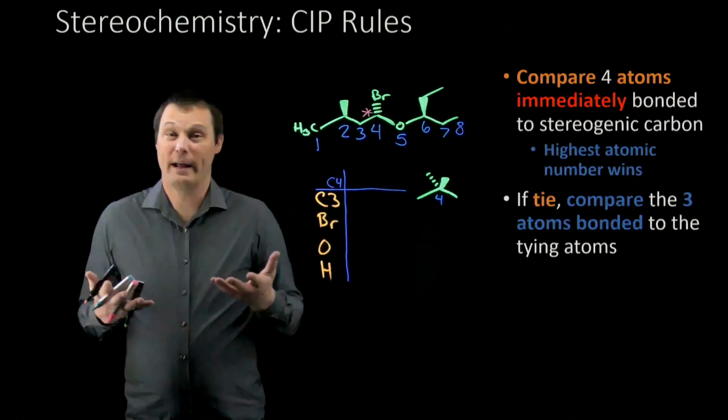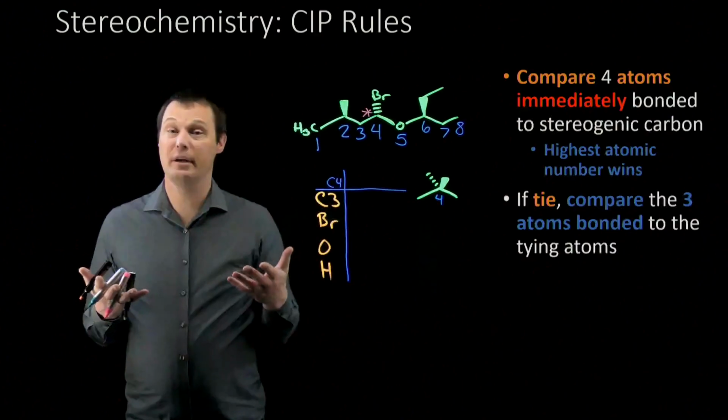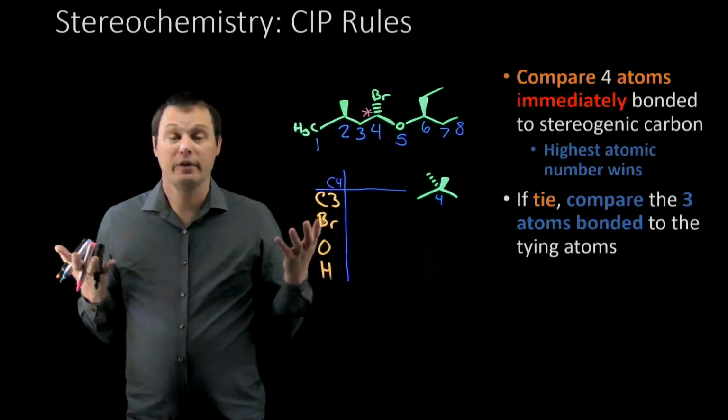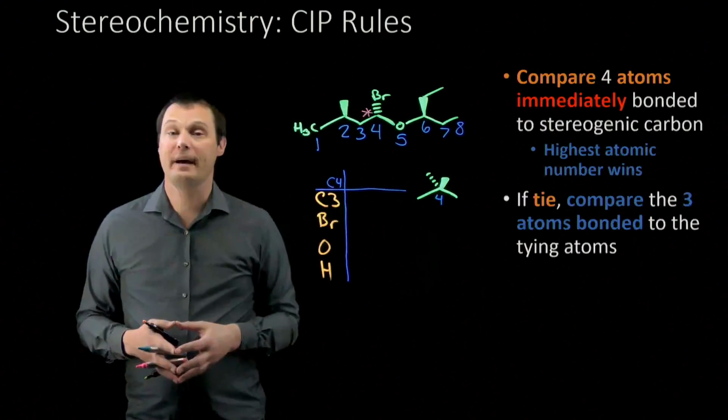Why atomic number? Why not electronegativity or size or something else? I don't know. It's a human construct. We could have picked whatever we want. Atomic number is easy to find on the periodic table.